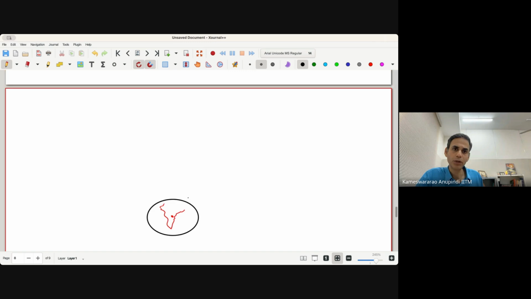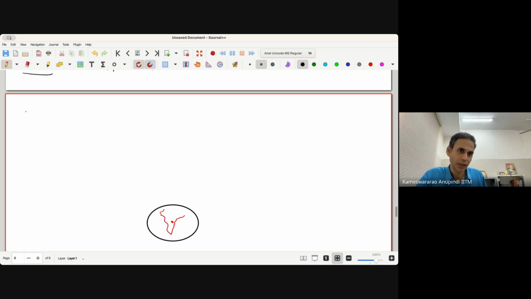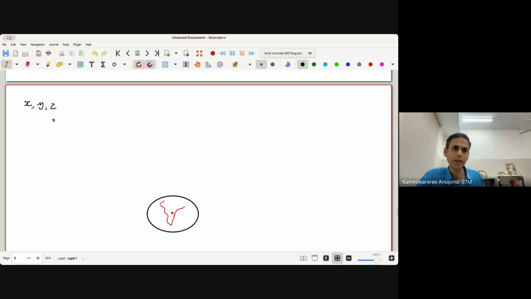That means we want to calculate my position, and the position can be calculated either in terms of the Cartesian coordinates x, y, z, or in terms of polar coordinates r, theta, phi, or spherical coordinates and so on. So let me stick to the Cartesian coordinates x, y, z. This is my unknown. I want to know where I am on this planet Earth.